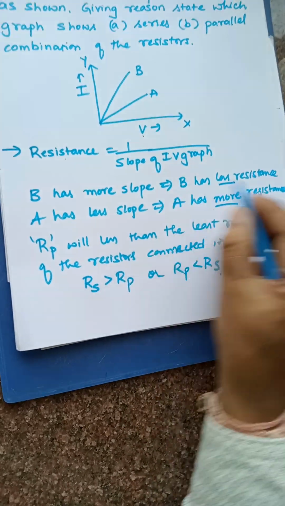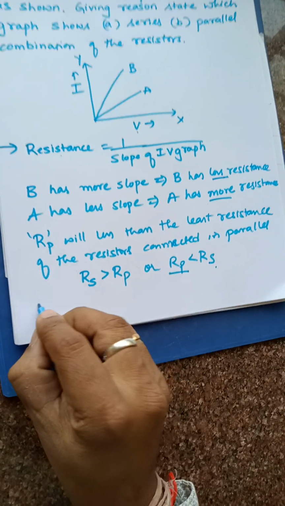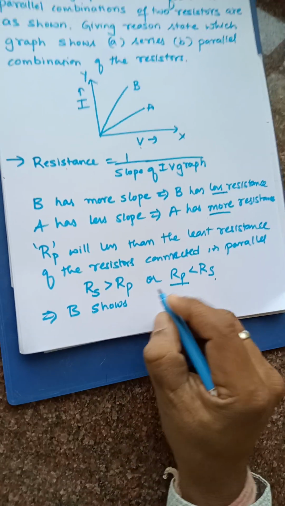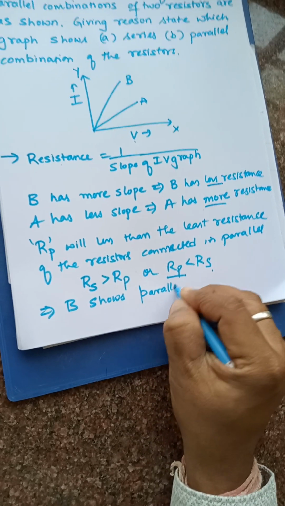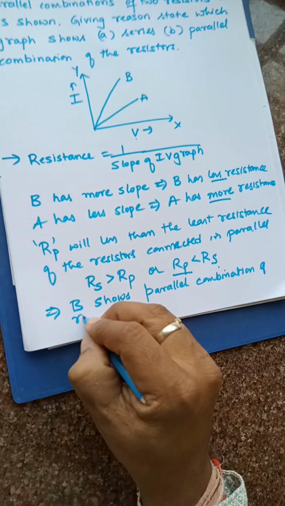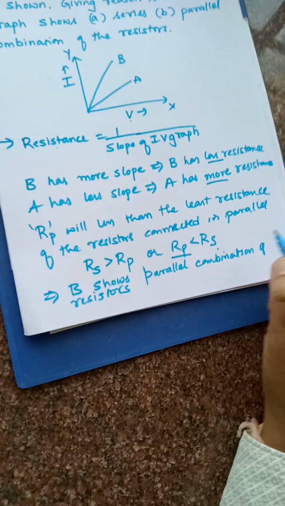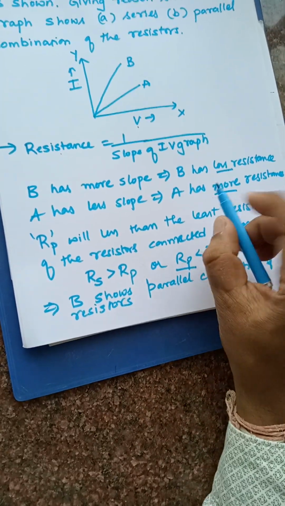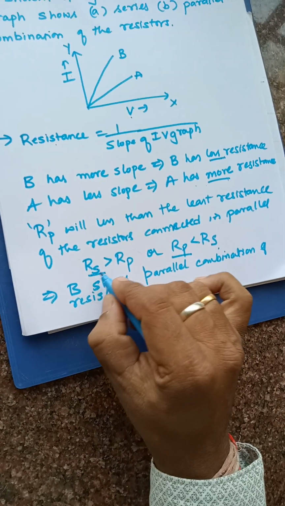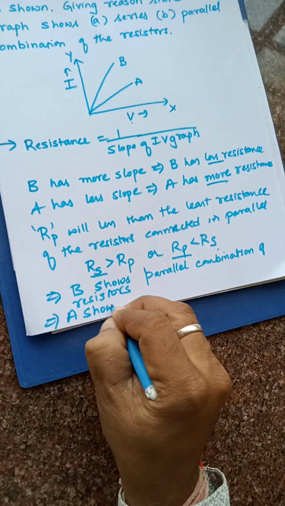Now B has less resistance and Rp is lesser than Rs. So this tells that B shows parallel combination of resistors, while A shows series combination of resistors. Because A has more resistance, and the series combination will also have more resistance. So therefore A shows series combination of resistors.